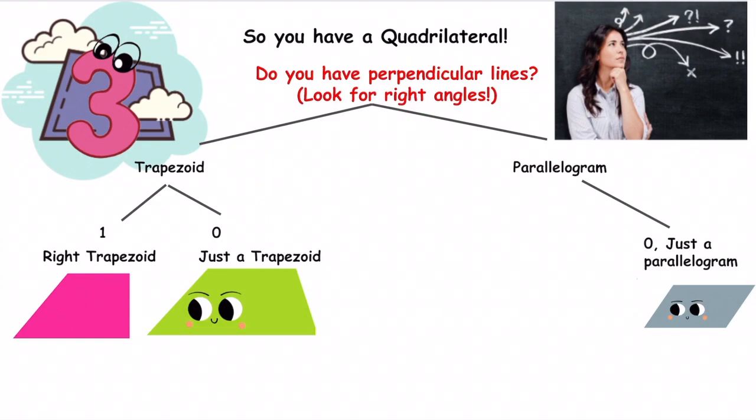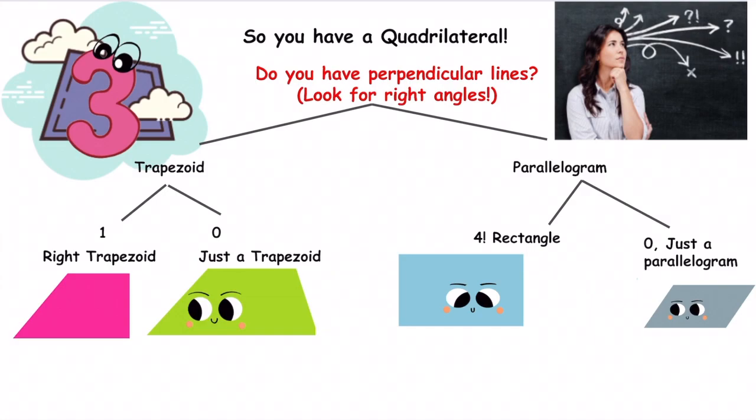But it's possible that all 4 sides have perpendicular lines. You see 4 right angles. You see them everywhere. Well, in that case, you have a rectangle because you have all right angles. That's what makes it a rectangle. I can see 4 right angles in it.